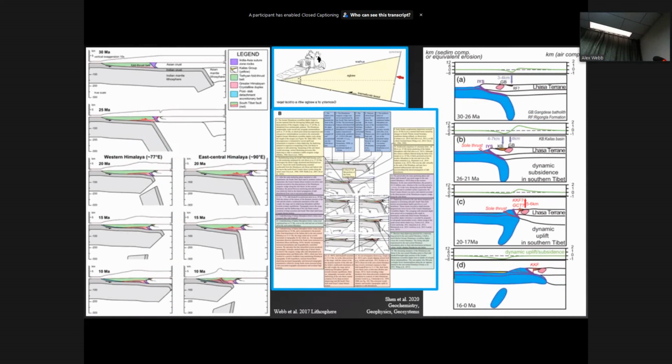So this is 30 mm. And it's thought that for most of the system, you had underthrusting to about the Bengong-Nujong suture, halfway north in Tibet. Flat underthrusting. And this is tracked by magmatism migrating northwards.